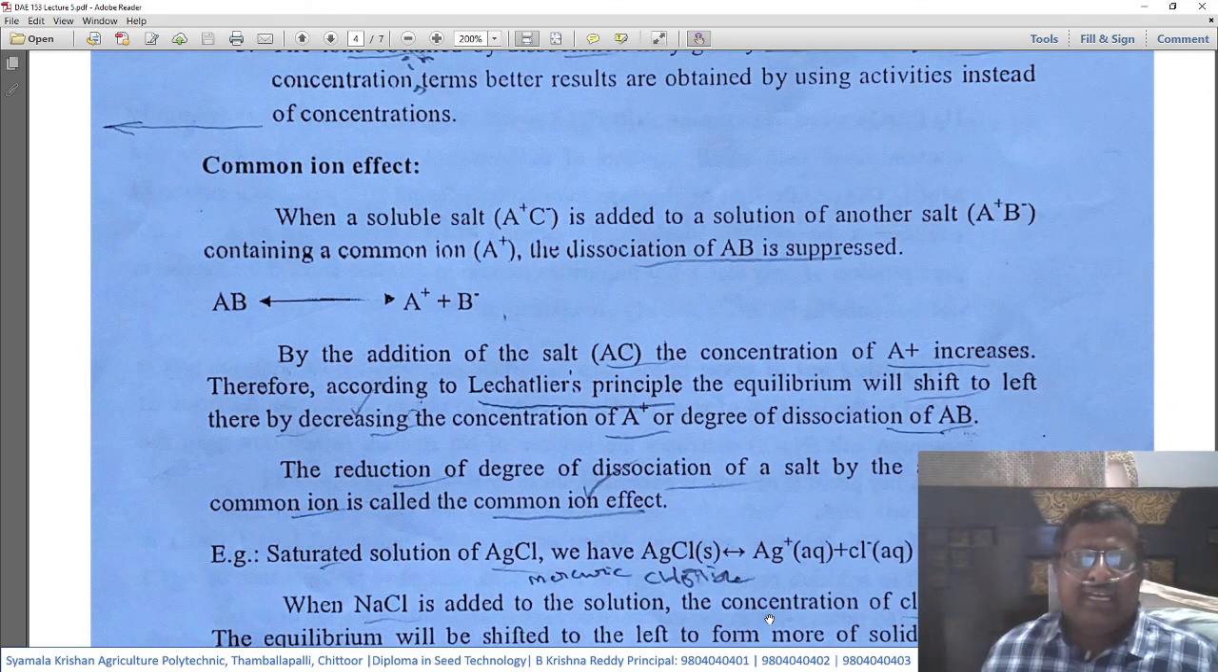The reduction of degree of dissociation of a salt by the addition of common ion is called the common ion effect. Students should write this. If any question is asked, what is a common ion effect? Giving this entire example, you should write this without fail. That is, the reduction of degree of dissociation of a salt by the addition of common ion is called the common ion effect. I think it is clear.